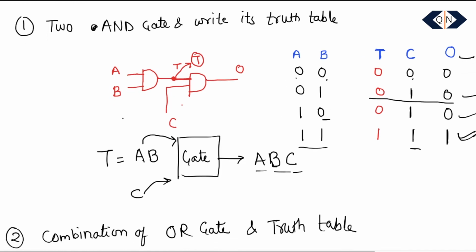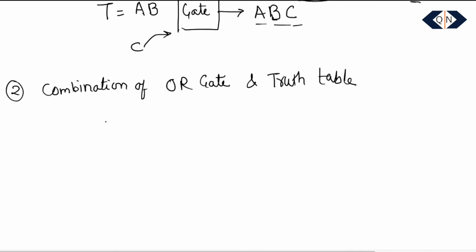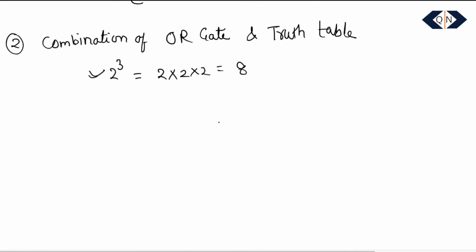Now since we have 3 inputs, we all know that there will be 2 to the power 3 possible combinations. If you do not know about this, please watch my previous video where I have told you why we have 2 to the power 3 combinations. So we will have 8 input combinations for this, since we are taking 3 inputs.